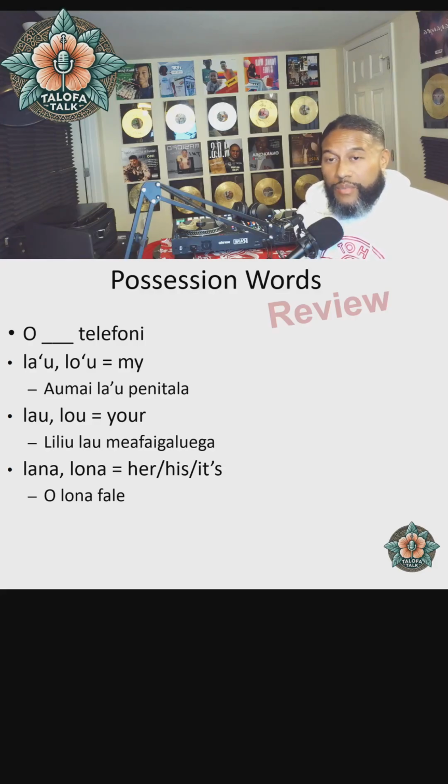But if you're going to talk about pencils and paper, then that's going to be la'u, right? Or telephone, o la'u telefoni, okay? So that's going to be an A class. So with this one, aumai la'u penitala. Bring my pencil. It's an A class. It's just a pencil. I can break it, go get another one.